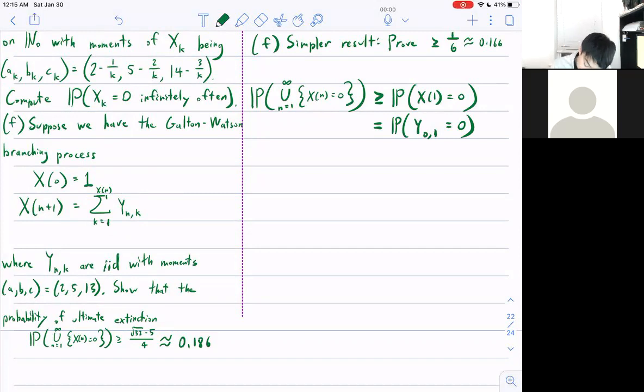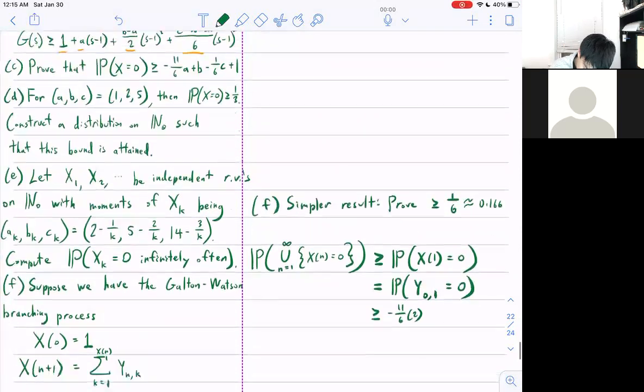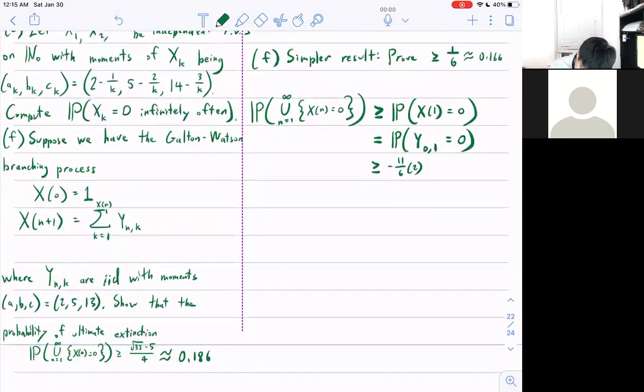But then we can actually apply the inequality at the last step. So we can just say it's negative 11/6 times the first moment, which I'm just copying from here, 2 plus 5 minus 1/6 times 13 plus 1. And then if you actually compute that out, this gives you 1/6, exactly what we want.